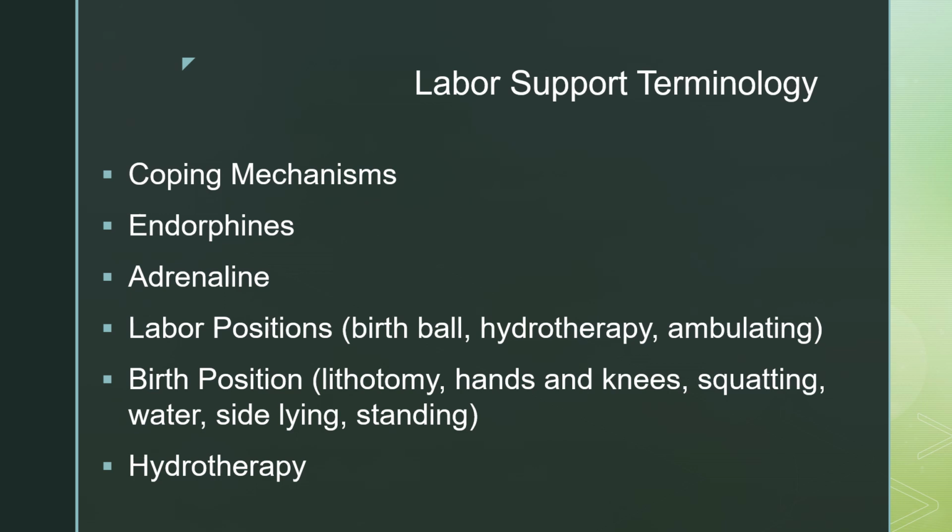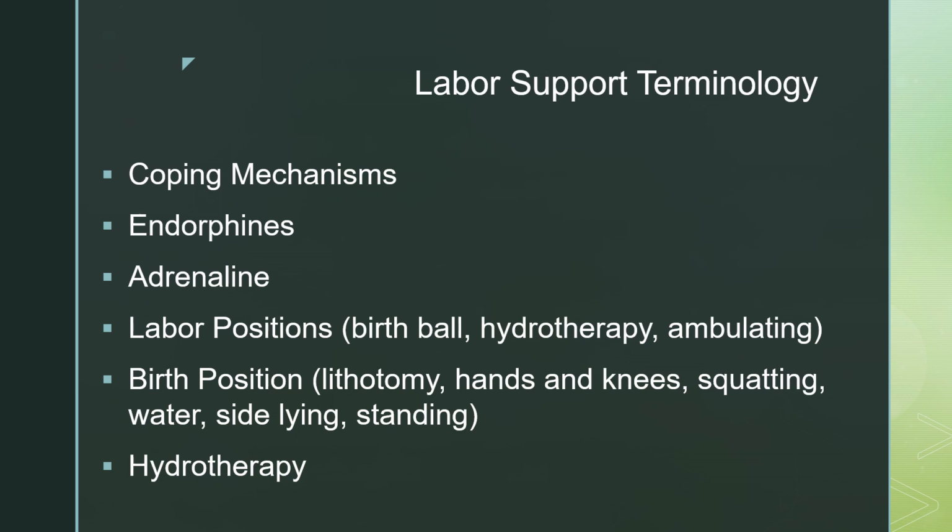So there's many different labor positions. You can have a birth ball, you can use water, you can walk around, hands and knees, laying on your side. There's many different positions to birth a baby in. Lithotomy is the standard position in the hospital setting, where the bed is broken down and the woman is on her back with her feet in the stirrups. Hands and knees, squatting, and water tend to be more out of hospital birth positions, the more instinctual birthing positions.